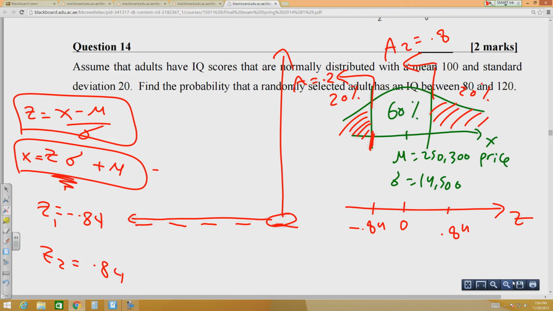And now you need X, so you just multiply Z sigma for the first one, minus 0.84. And then sigma is actually equal to 20. And then add mu, which is 100. So this will give you the first.